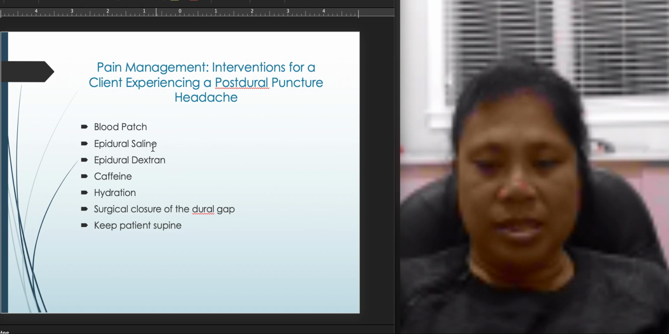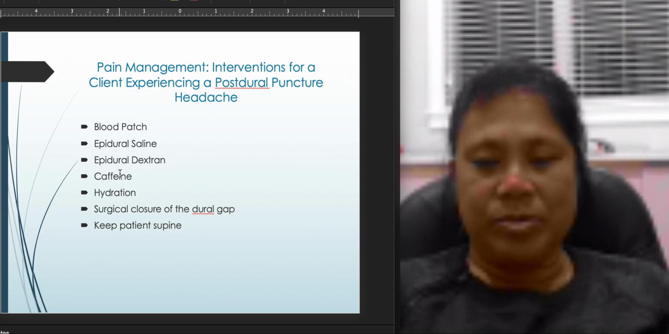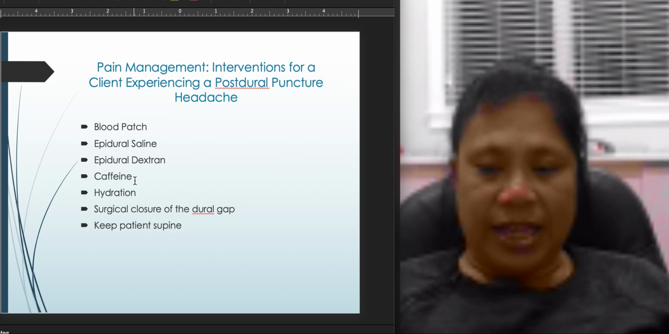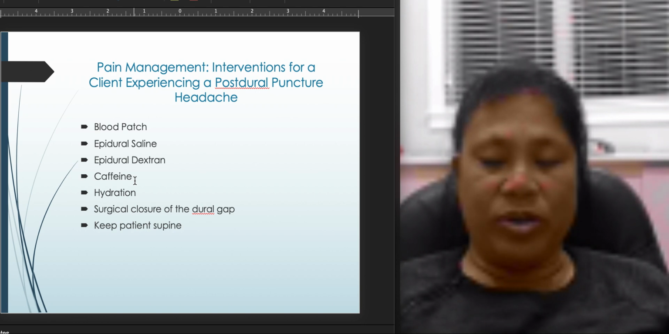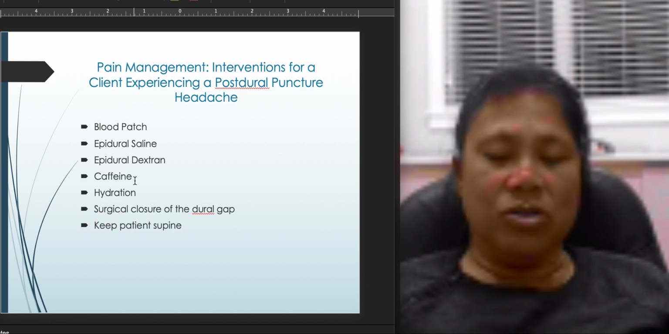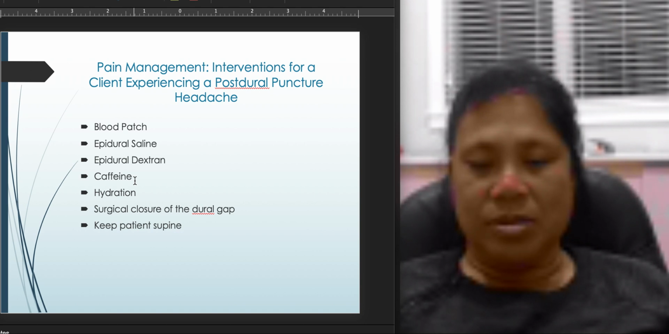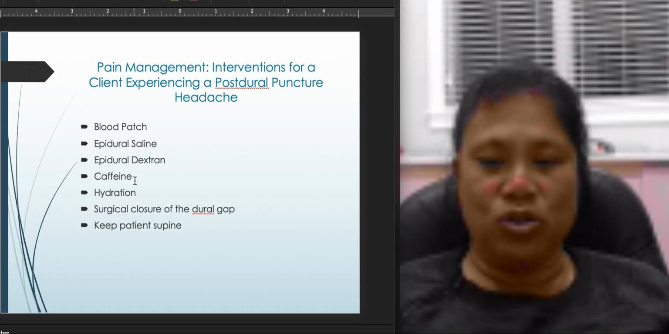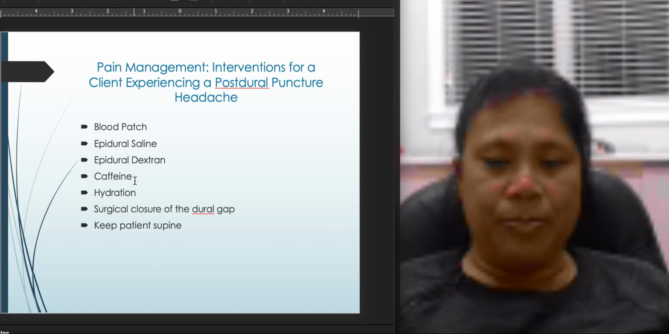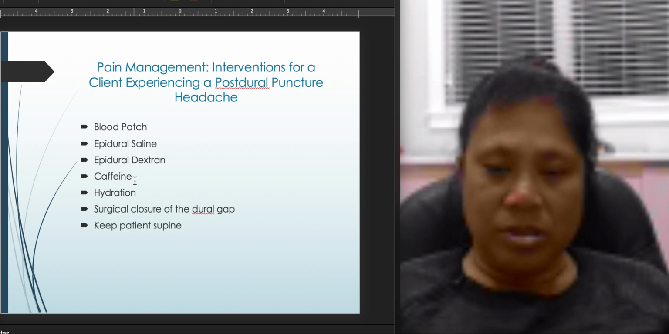So there are some things that they prescribe, such as an anesthesiologist could prescribe a blood patch or epidural saline. The one that's commonly used is caffeine. So caffeine does work. If you give them caffeine, that can alleviate the headache. Of course, hydration. If they're still in the hospital, you could give them boluses of lactated Ringer's. Sometimes they might have to do a surgical closure of the dura gap where the epidural or spinal placement was performed, and maybe the gap has to be surgically closed.